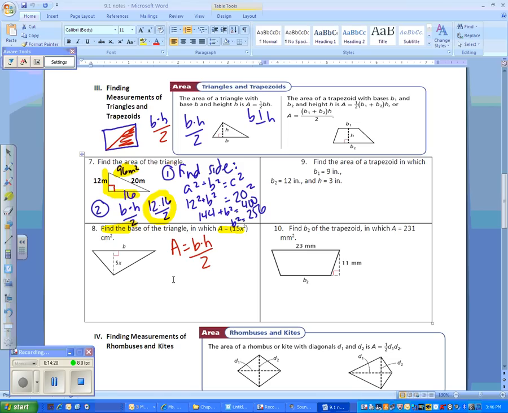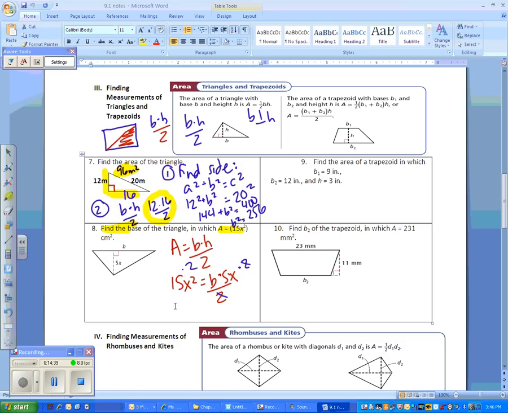You're going to plug in what you know. So area is 15x squared, base we don't know, and height is 5x. And we have to divide it by 2 because it's a triangle. There's lots of ways to solve this, but the opposite of dividing by 2 is multiplying by 2. So that's my first step.